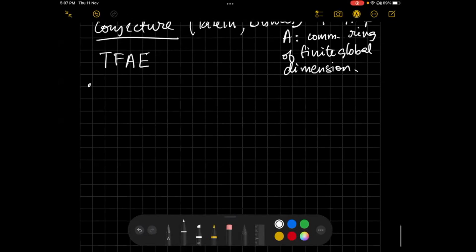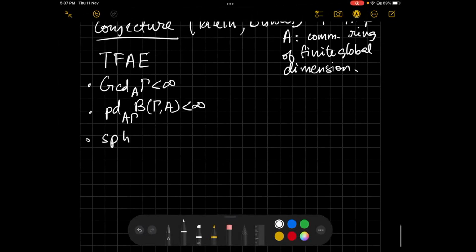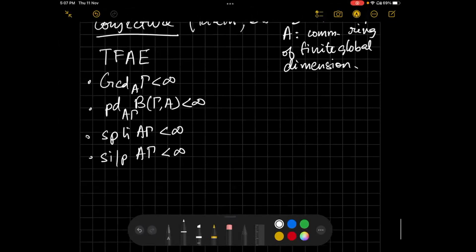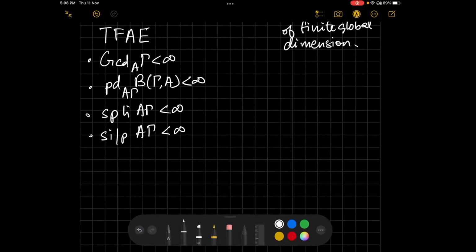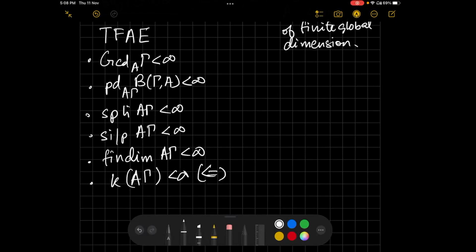What are the following? Starting with GCD should be finite. I mean, GCD being finite is equivalent to this guy being finite. That should be equivalent to splee being finite. Basically name all the invariants, and they should all be what I call finite equivalent, as in one of them being finite should imply any other invariant is also finite. Findim, finitistic dimension finite, and K finite. And of course, this is equivalent to saying the group is type 5. Did I miss anything? No, that's about it.